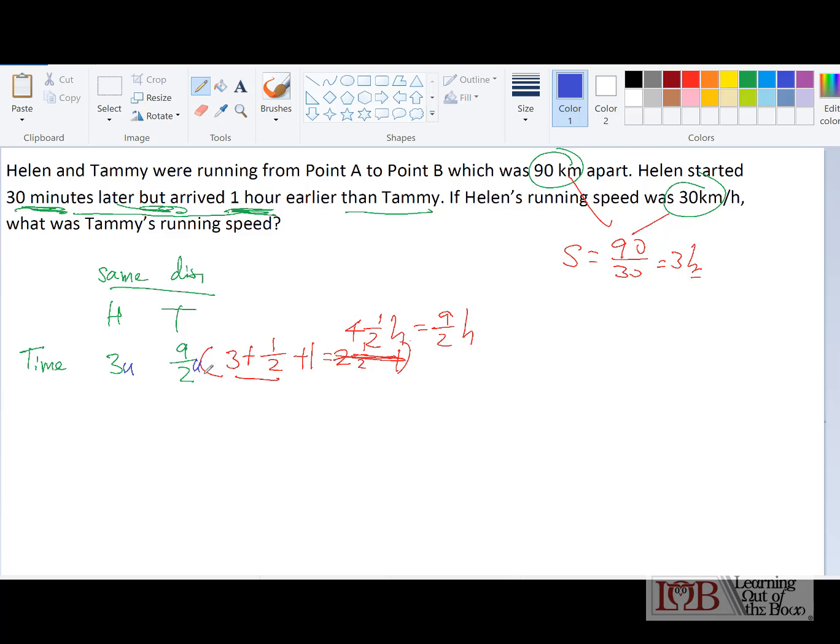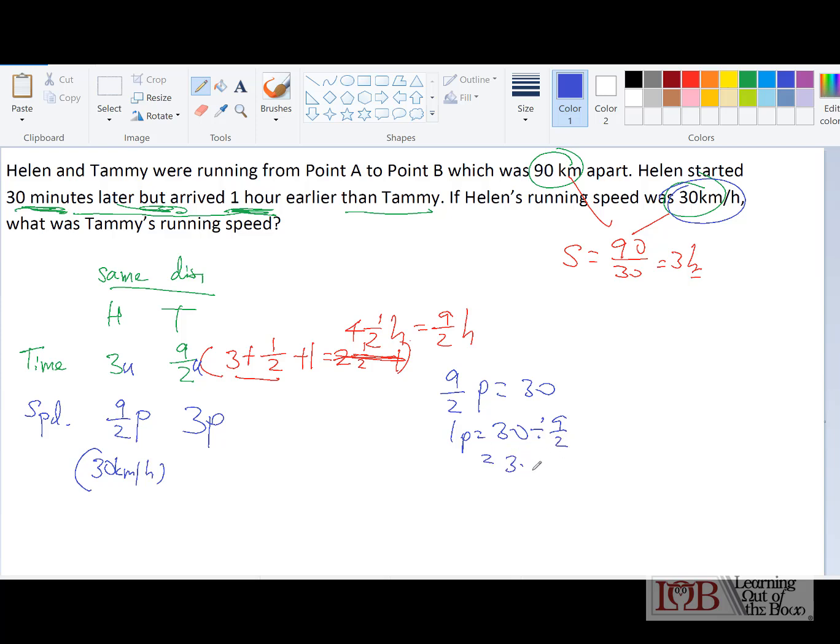Yeah, and then your speed will be 9 over 2 is to 3. Why? Because of indirect proportion. And you know that the other value that you have is actually 30. So this is actually 30 km per hour. So to solve it, you want to take 9 over 2, P equals to 30, and 1P will be 30 divided by 9 over 2, which is 30 times 2 over 9.